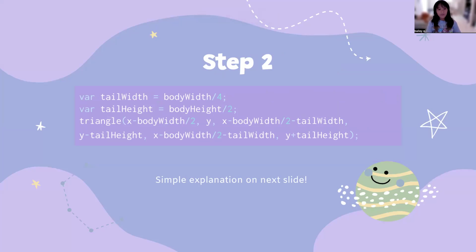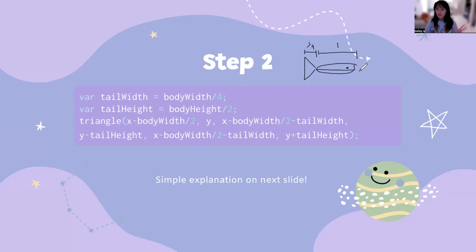The next line, we have var tail height equals body height divided by 2, and again, this is keeping things proportional. If you recall, a triangle, let me draw a fish. This is my fish, this is his eyeball. So our tail width must be a quarter of our body. So this right here is 1/4 of this one whole fish. So the body of the fish and then the tail is a quarter. The tail height is a half of the body height.